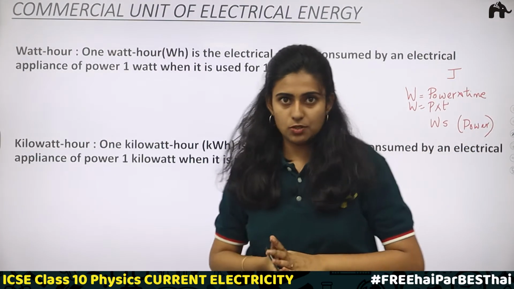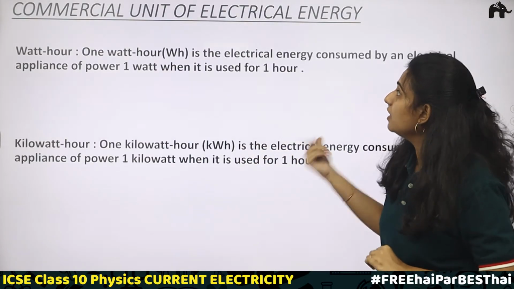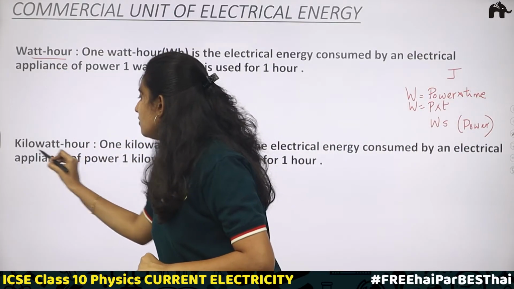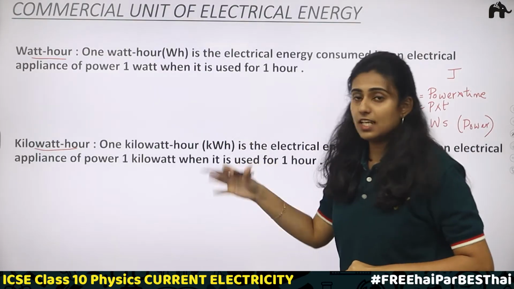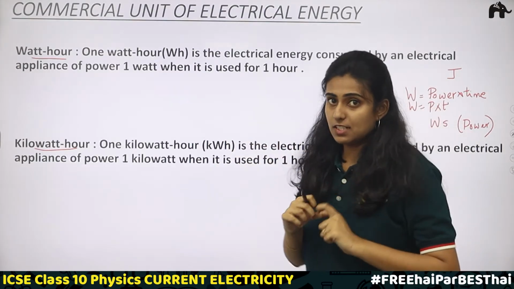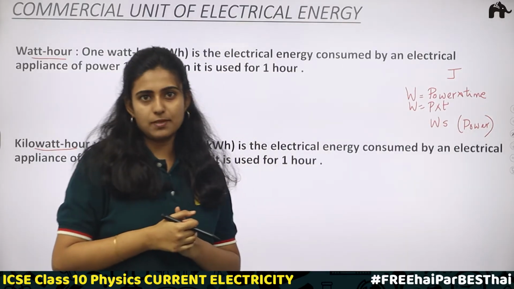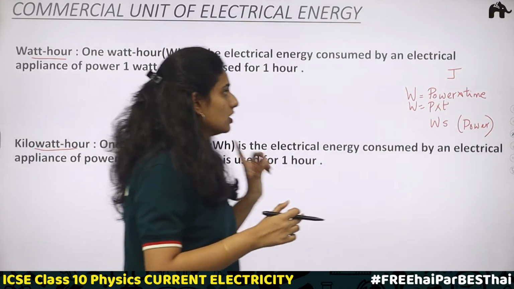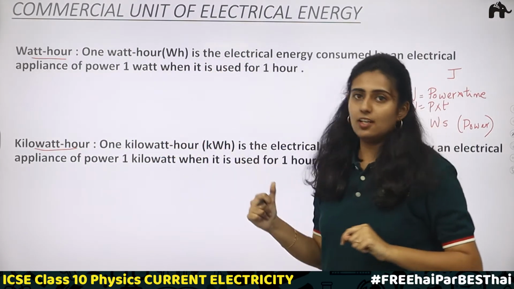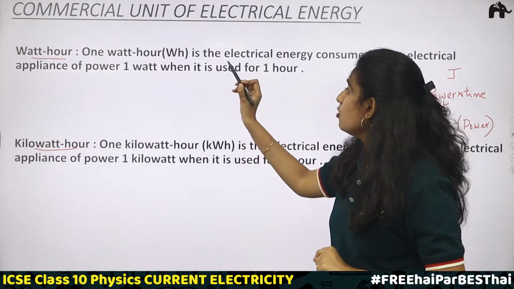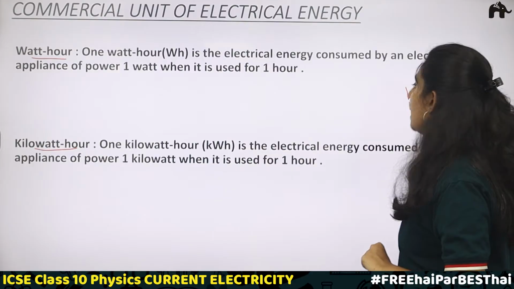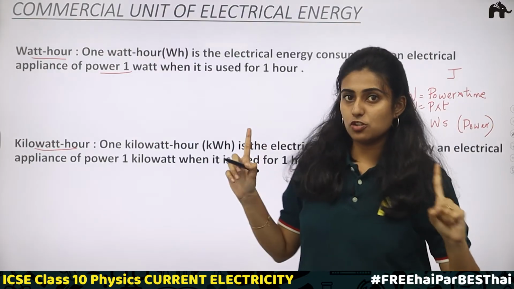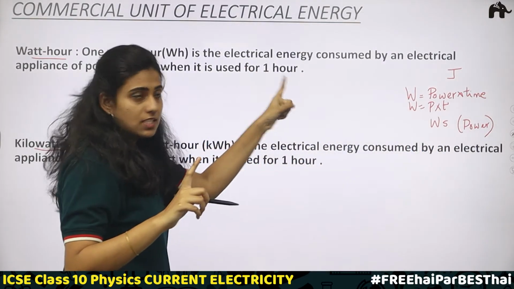Now, when it comes to commercial units, that is in your daily life, we come across other units of electrical energy. These are watt hour and kilowatt hour. Electrical energy will be expressed in watt hours and kilowatt hours. When you check an electric bill next time, you can see that this many units of electrical energy are consumed. Here the units used will be the watt hour and kilowatt hour. Now let's see what is watt hour. 1 watt hour is the electrical energy consumed by an electrical appliance of power 1 watt when it is used for 1 hour.